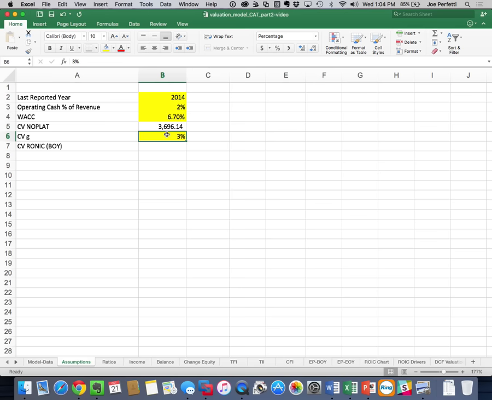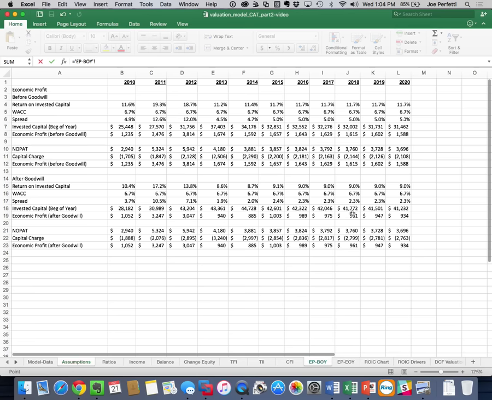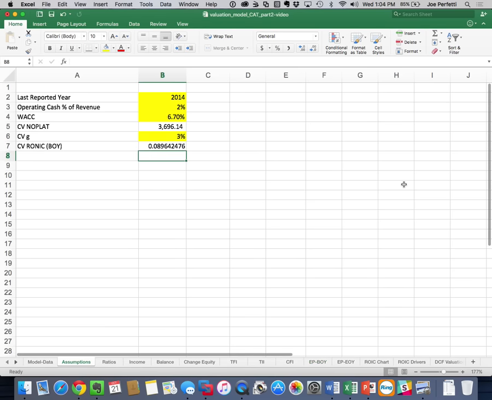All right, continuing value RONIC is going to be off of the BOY tab, so equals EP BOY. ROIC is after goodwill, so row 15. It'll be L15, 9%. All right, I'll save this as I keep going along, so don't want to die. So these are the 4 elements of the key value driver equation.